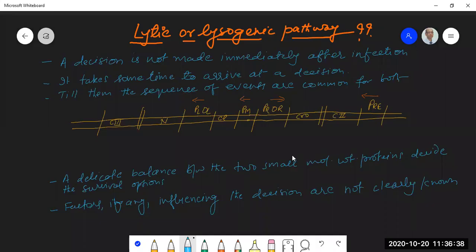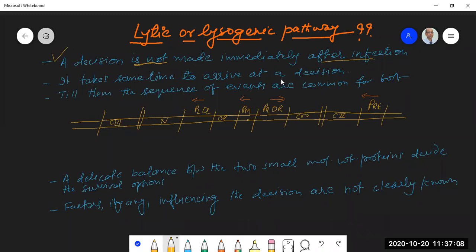Okay, so the question is how a decision is made, whether to go for the lytic pathway or the lysogenic pathway. All right, this is the question. So a decision is made, but a decision is not made immediately after infection. Immediately after infection, a decision is not made.